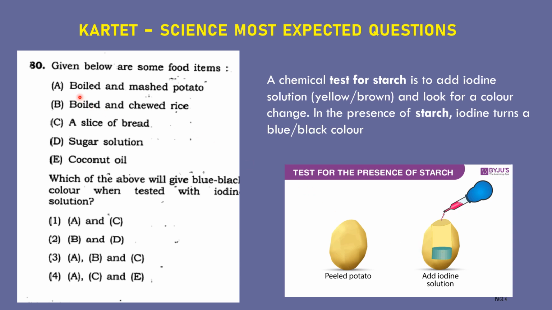Let us discuss one by one. Boiled and mashed potato. Yes, it contains starch. Next one, boiled and chewed rice. No, it will not contain starch. Even boiled rice contains starch, but chewed rice, when you are chewing, mixes with saliva, and then the presence of starch vanishes. Therefore, the second option is wrong. A slice of bread, yes, it contains starch. Then sugar solution and coconut oil will not contain starch. Therefore, the correct answer for this question is options A and C.